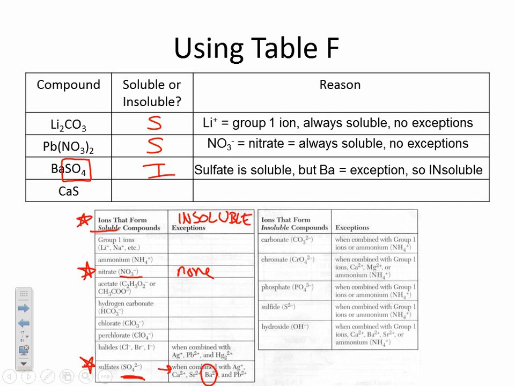And last up is calcium sulfide. Again, you're looking for half of it. It'll typically be the second half, the anion, and over here, there's the sulfide. So sulfides are usually insoluble, but we have to check the exceptions. Does calcium turn the sulfide from something insoluble to soluble? It says except when combined with group 1 ions or ammonium ions. Well, where's calcium on the periodic table? Is calcium in group 1 or group 2? Calcium's in group 2, so calcium is not an exception. So we are staying squarely in the insoluble column, and calcium sulfide is definitely an insoluble compound.